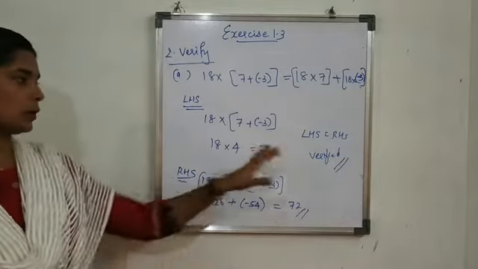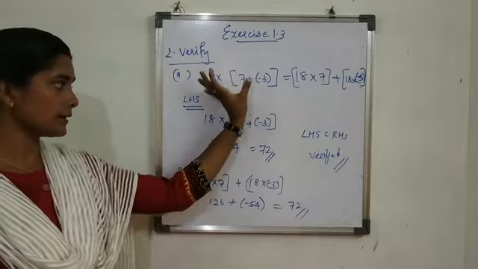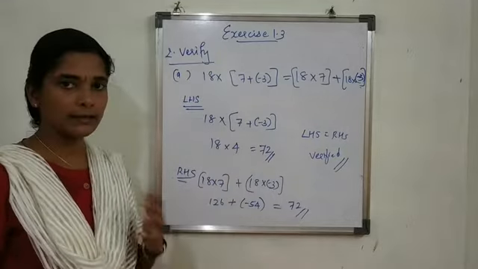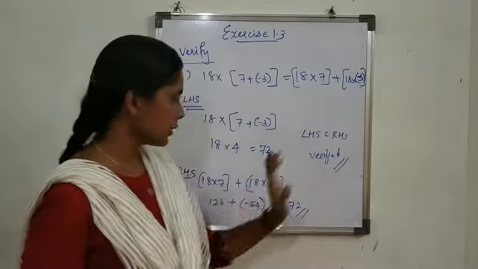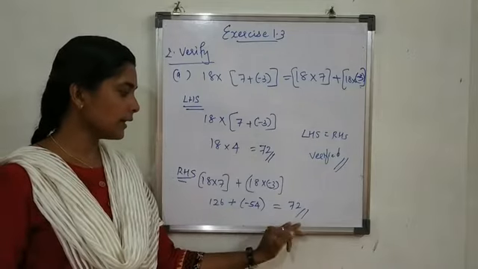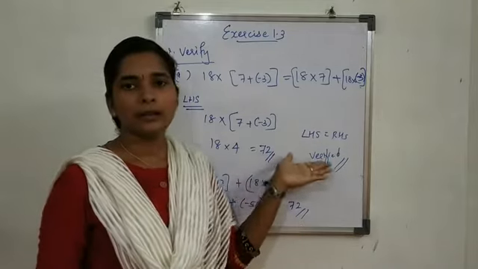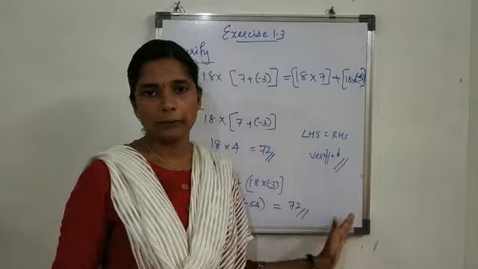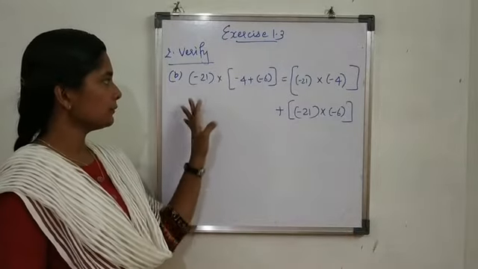Left side is equal to right side. First you take the left hand side, then solve, we will get one answer. Then next solve the right hand side. If both the answers are same, then left side is equal to right side. Next we have to verify this one.